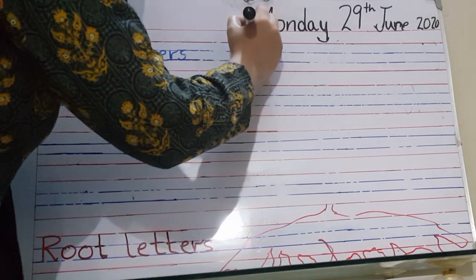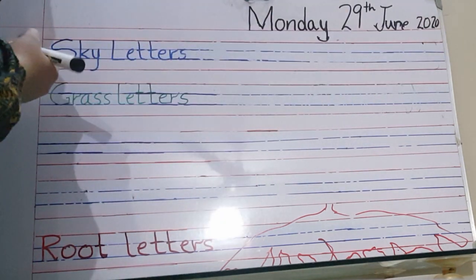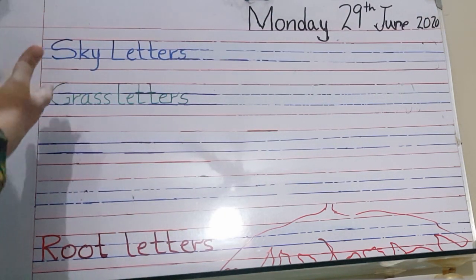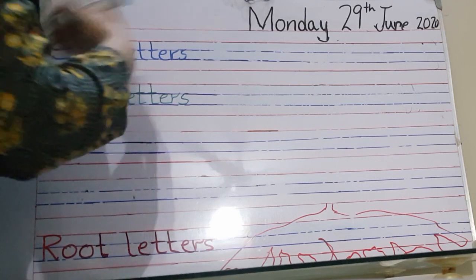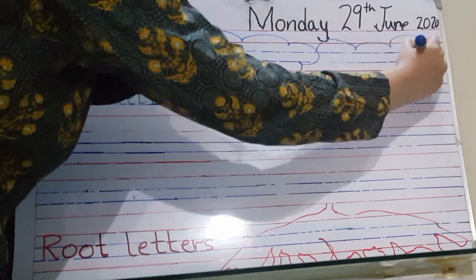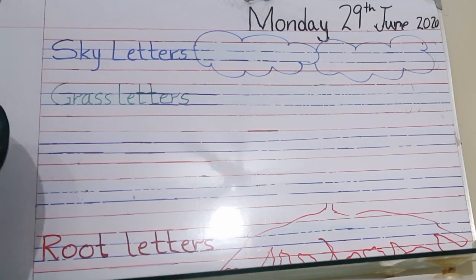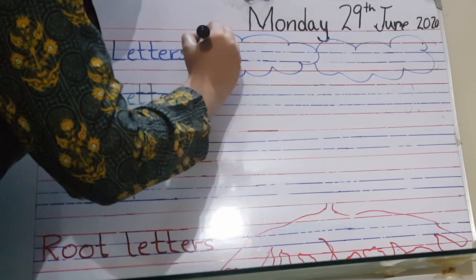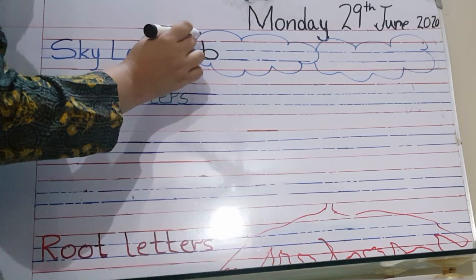First write the date, that is Monday 29th June 2020. First we are going to write the sky letters. Sky letters, as you all know, that's the skyline. Let's draw a cloud here, and in your notebooks you can color the clouds. Let's write the first sky letter, that is B. As you all know, the stem of B touches the skyline.